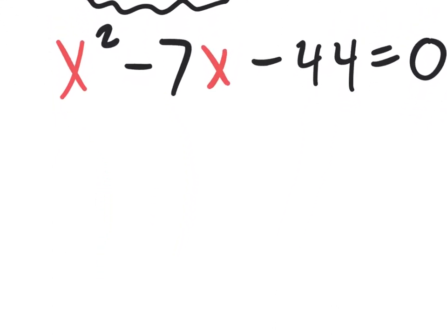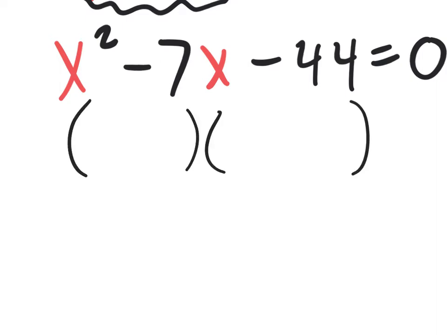Let me zoom in on this just so I could solve this new quadratic trinomial. I will have parenthesis, red x, and I need to think what times what is negative 44, that if I combine together is negative 7. If you want, make a list, but I already see that negative 11 times positive 4 will give me negative 44, and if I combine those two together, it does give me the b value negative 7.